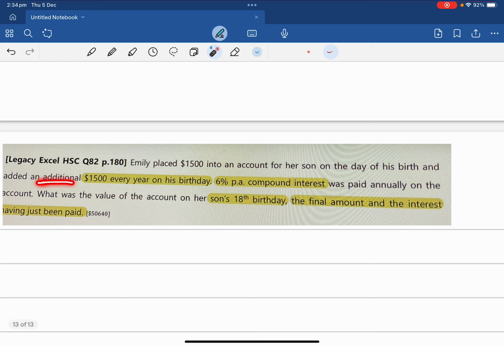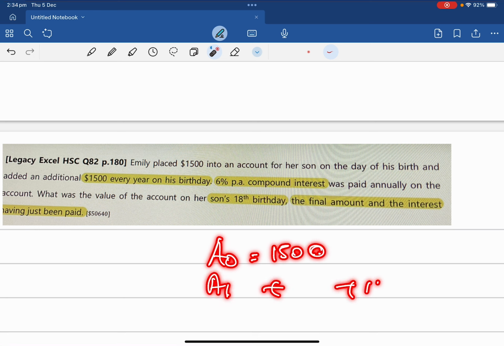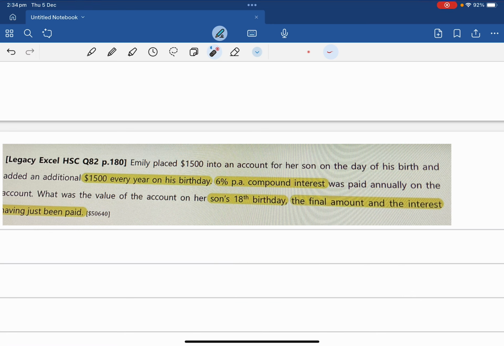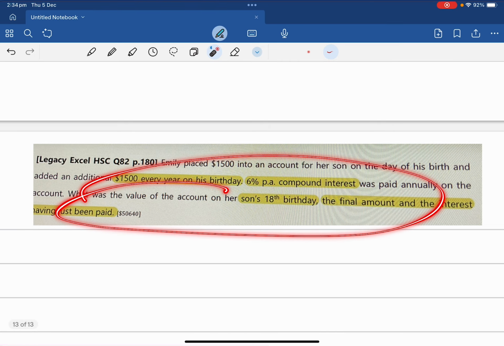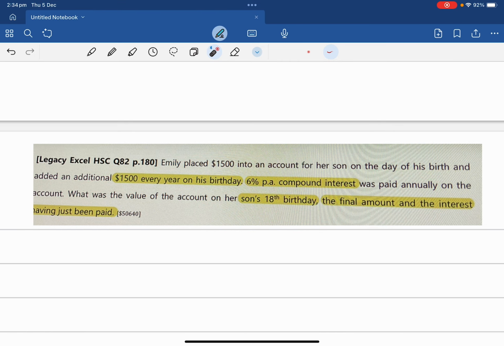And an additional $1,500 every year on his birthday. So A0 is 1,500, and then at A1 she's adding another $1,500 at every birthday, an additional amount. Now, 6% compound interest is paid annually on that account. So what's the value of the account on the son's 18th birthday?